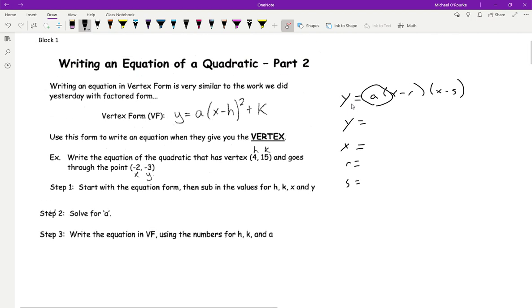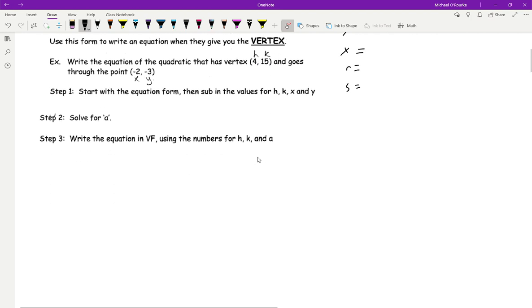So, today we're doing the exact same thing, but this is the factored form that we did yesterday. Today we're going to look at vertex form and pretty much do the exact same thing. But this time, instead of being given zeros, which are the R and S, and a point, we're going to be given a vertex, which is H and K, and a point. Okay? So, if we take a look at this first example, we're asked to write the quadratic that has the vertex of 4 and 15 and goes through the point -2, -3.